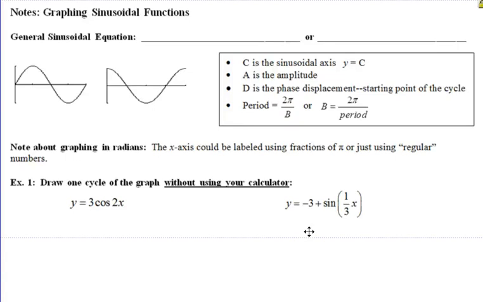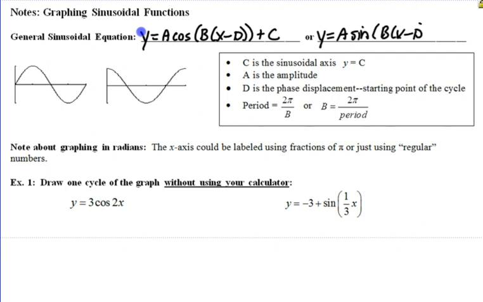Now we're going to talk about how to graph a sinusoidal function that's in the form y equals a cosine of the quantity b times the quantity x minus d plus c, or the same equation with sine in it, a sine of b times the quantity x minus d plus c. You also may see the c, the number that's added to the function, written at the beginning instead of at the end of the equation. Either way, same effect.